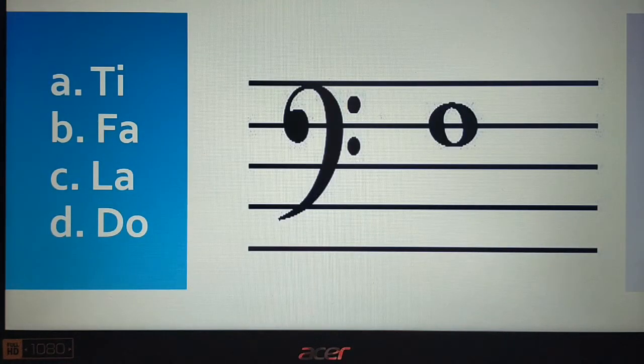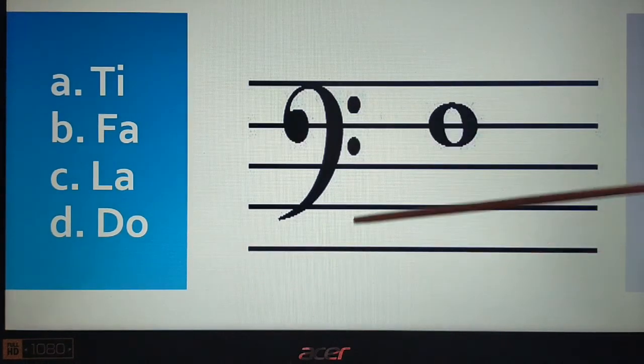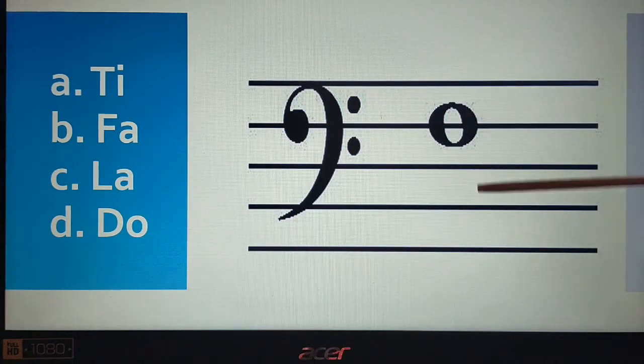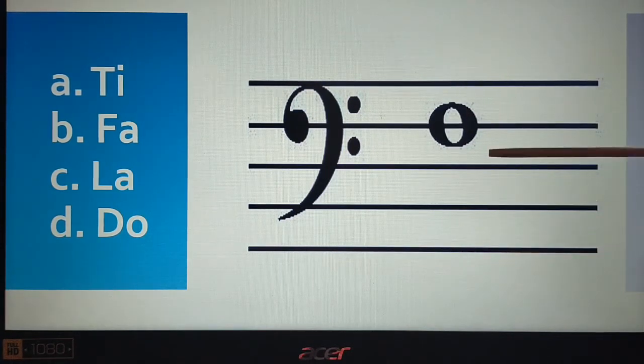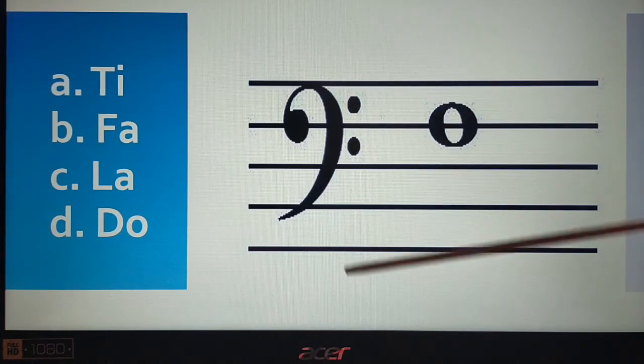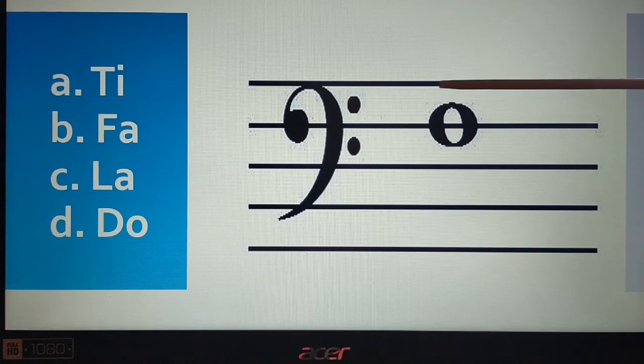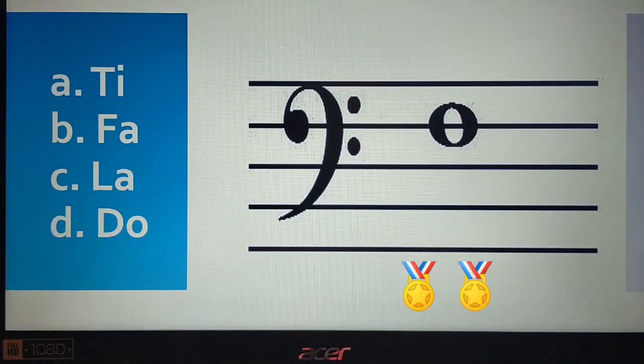what note is this? A. Ti, B. Fa, C. La, D. Do. The correct answer is B, Fa, because this is a bass clef and the note is on the 1, 2, 3, 4th line of the staff. So this is fa. Very good.